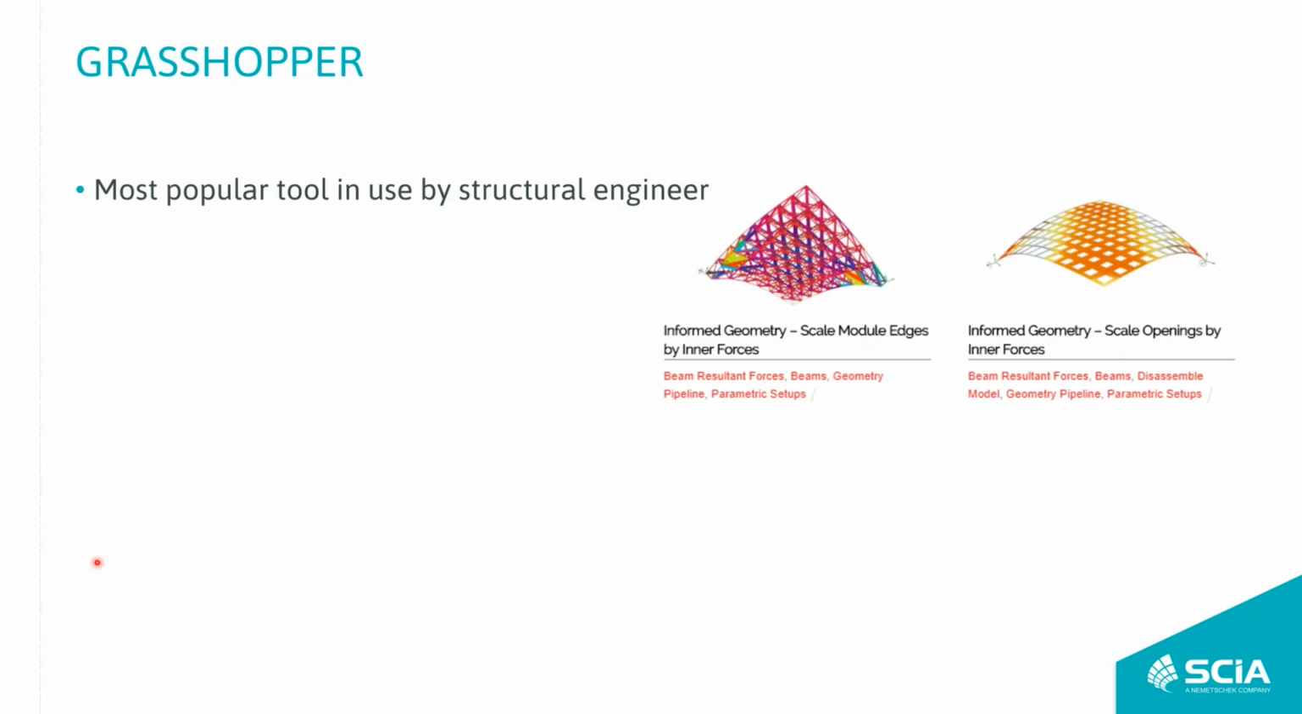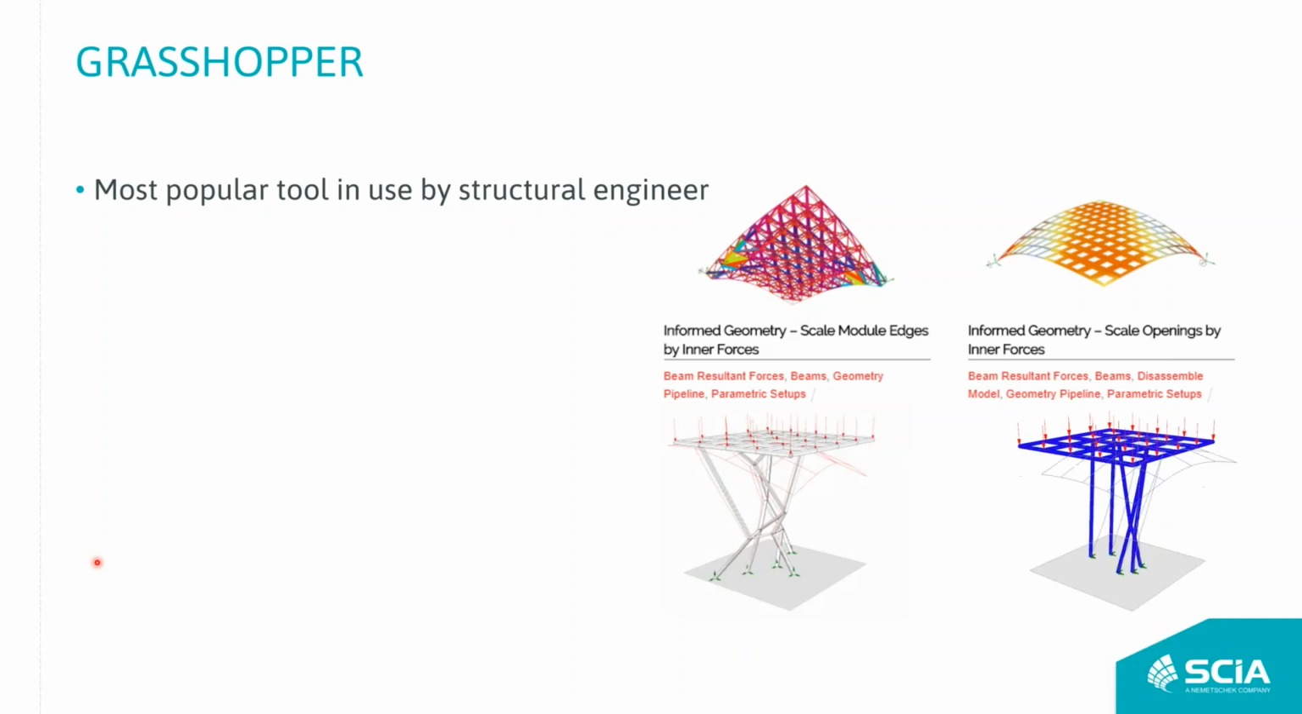In my future presentation, I would like to mention mainly the tool called Grasshopper, which is part of Rhino, because we feel that it's the most popular tool used by structural engineers who want to reach some goal for minimization of the structure, or it could be called, let's say, informed geometry, where you would like to scale the edges based on the results of internal forces, or you are searching for some optimal placement of columns and their connections.